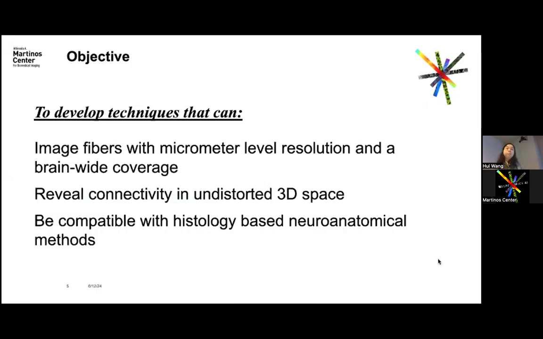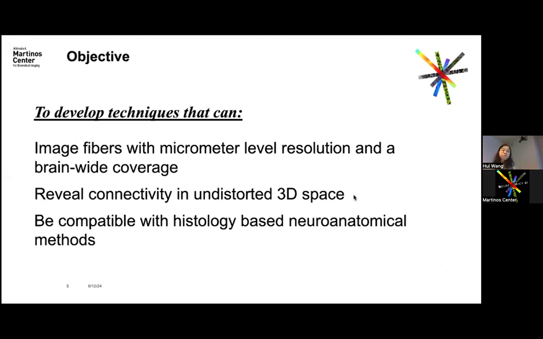So during the past years in our lab, we tried to develop a technique that can image the fibers with micrometer scale resolution and brain-wide coverage. And very importantly, we really target to reveal the connectivity in undistorted 3D space.